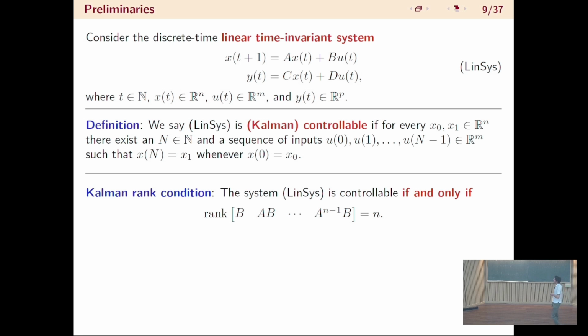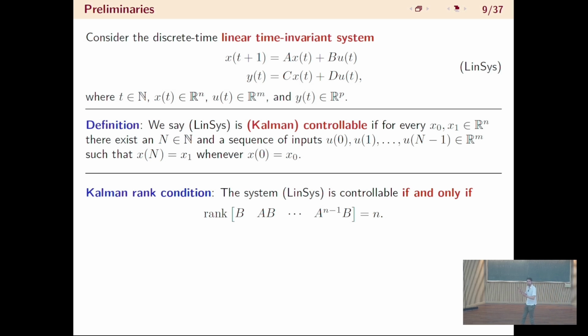Well, there's this Kalman rank condition for controllability, saying that our linear system is controllable if and only if the rank of this Kalman controllability matrix is full, is equal to n. So what is this Kalman controllability matrix? Well, it's the matrix B, AB, up to A to the power n minus 1 B. And this matrix needs to have full row rank, equal to n.